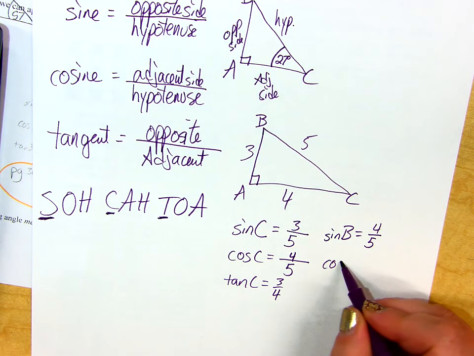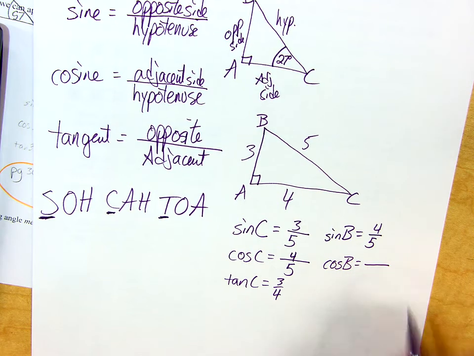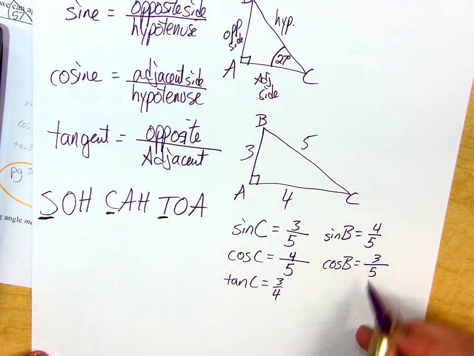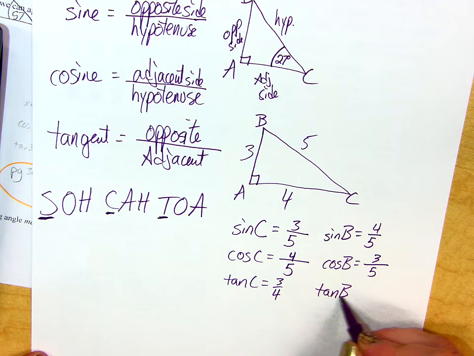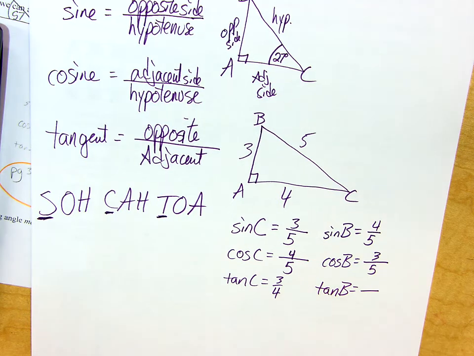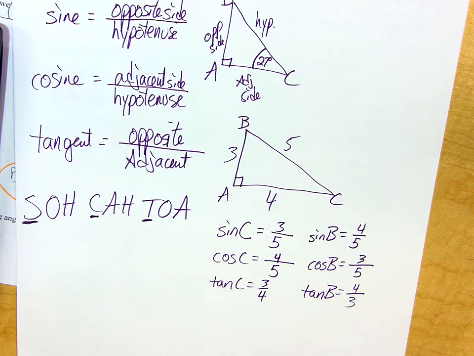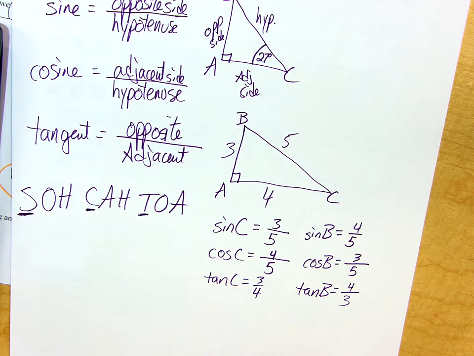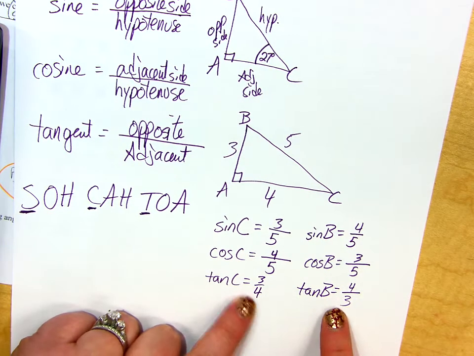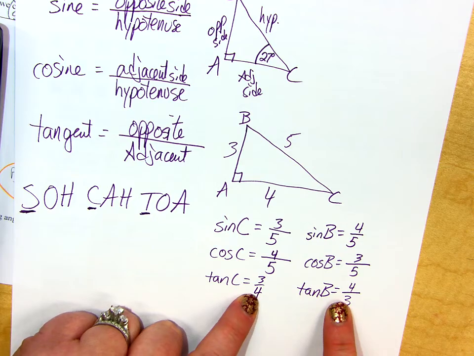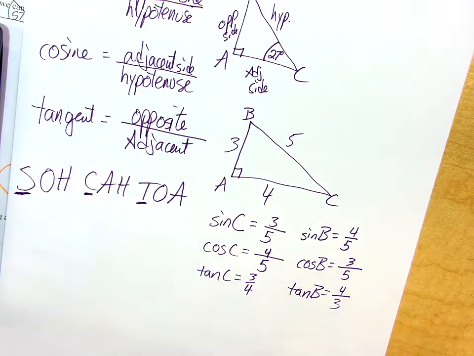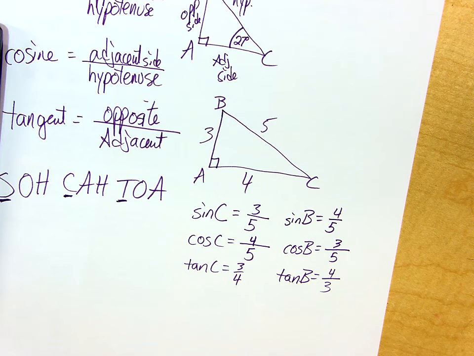The cosine of angle B, 3 over 5. And the tangent of B, opposite over adjacent, 4 over 3 would be correct. You will notice some similarities about these things. The tangents are always reciprocals of each other, and these sine and cosine values swap over here. Now, Miss Savia, what about angle A?